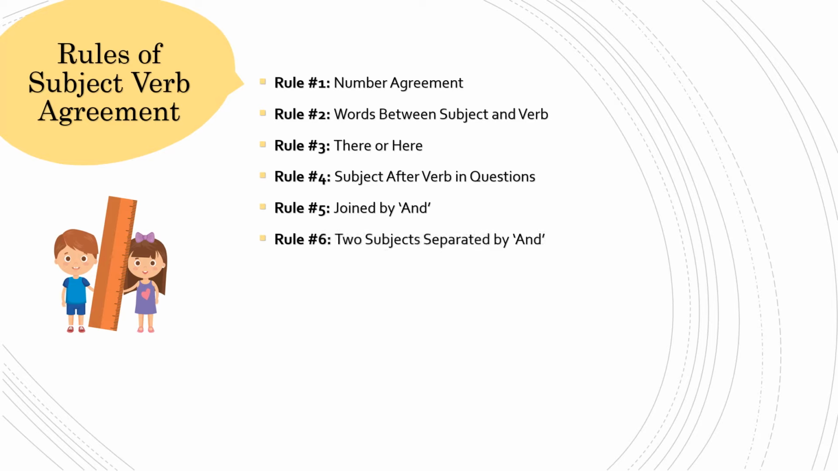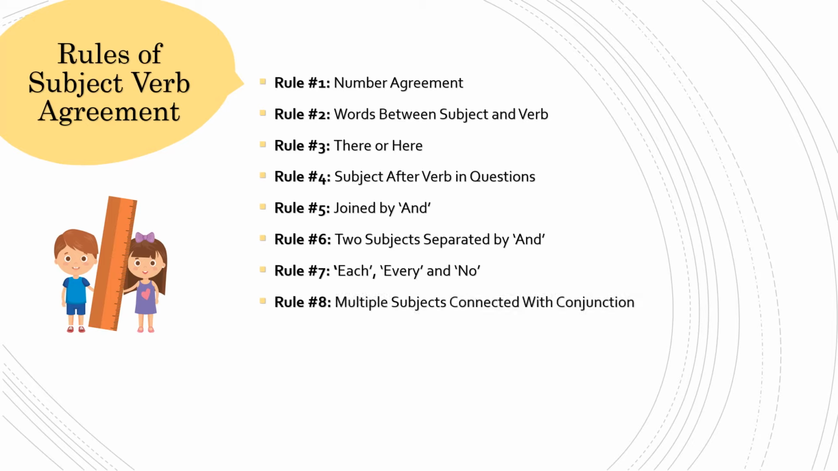Rule number 6. Two subjects separated by and. Rule number 7. Each, every, and no. Rule number 8. Multiple subjects connected with conjunction. Rule number 9. Singular and plural subjects connected by conjunction.